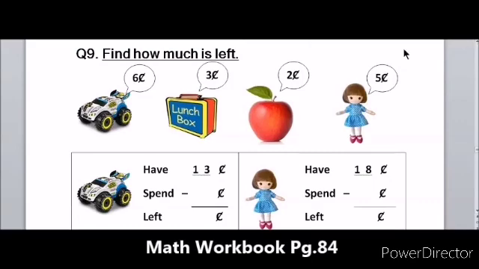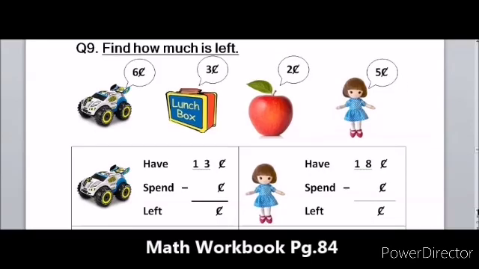So now let's move on to page number 84. Same question. How much is left out? But here the things are different. Here we have a car, lunch bag, an apple and a doll. So the price of each one is different. See, car is 6 cents. Lunch box is 3 cents. Apple is 2 cents and the doll is 5 cents. So if you are going to buy these things, how much you will spend, you have to see.